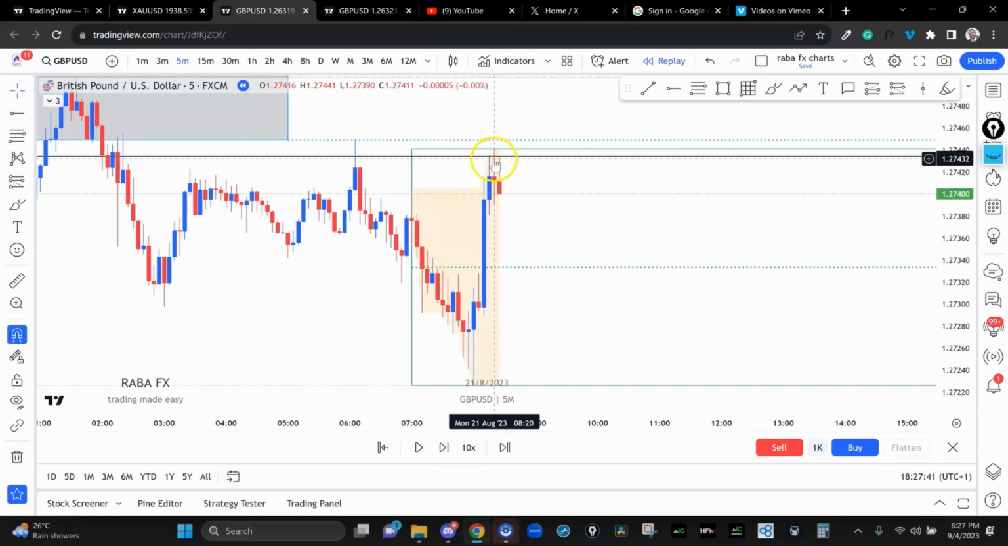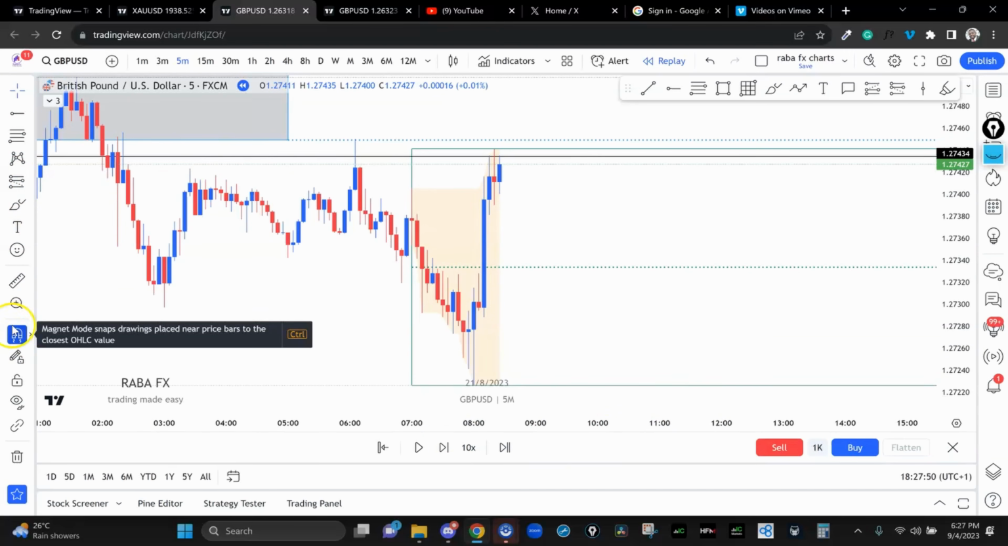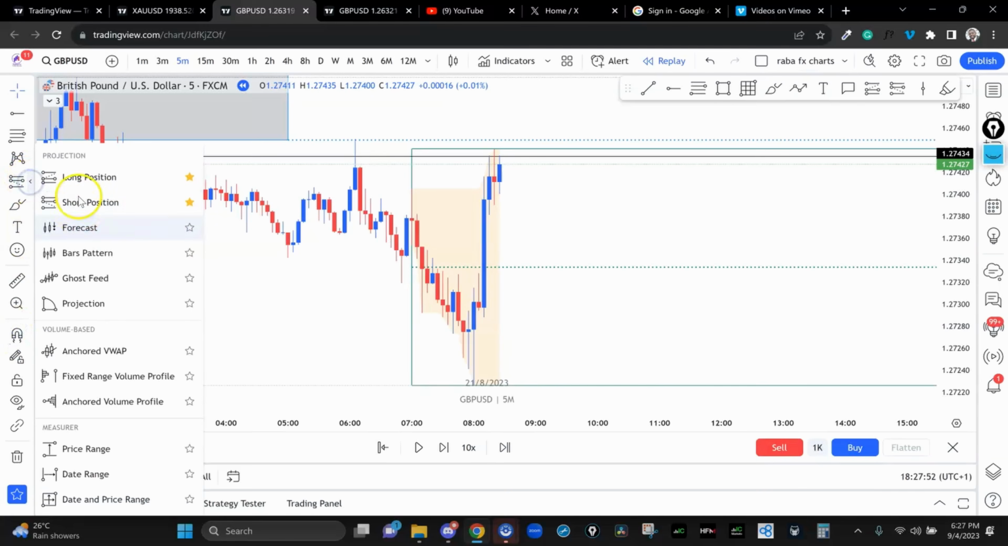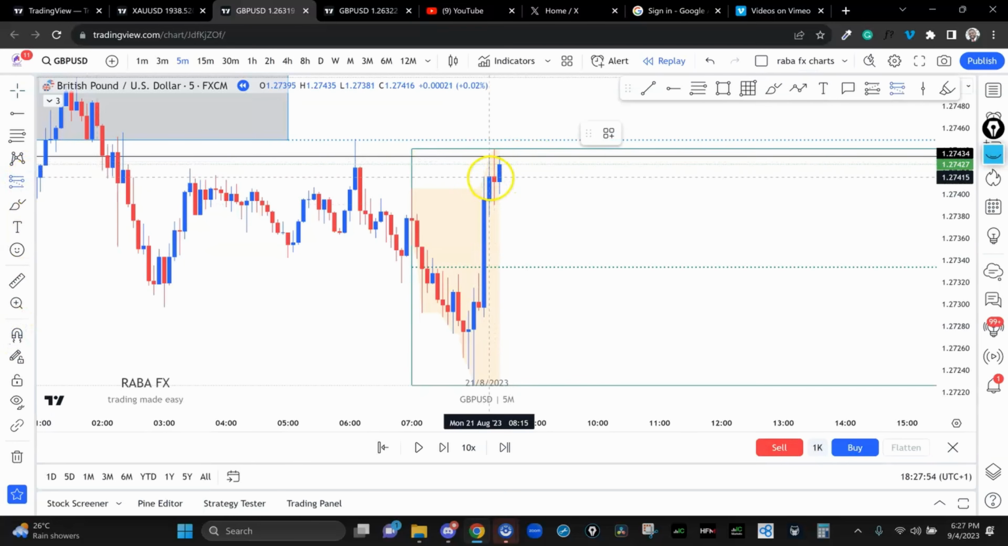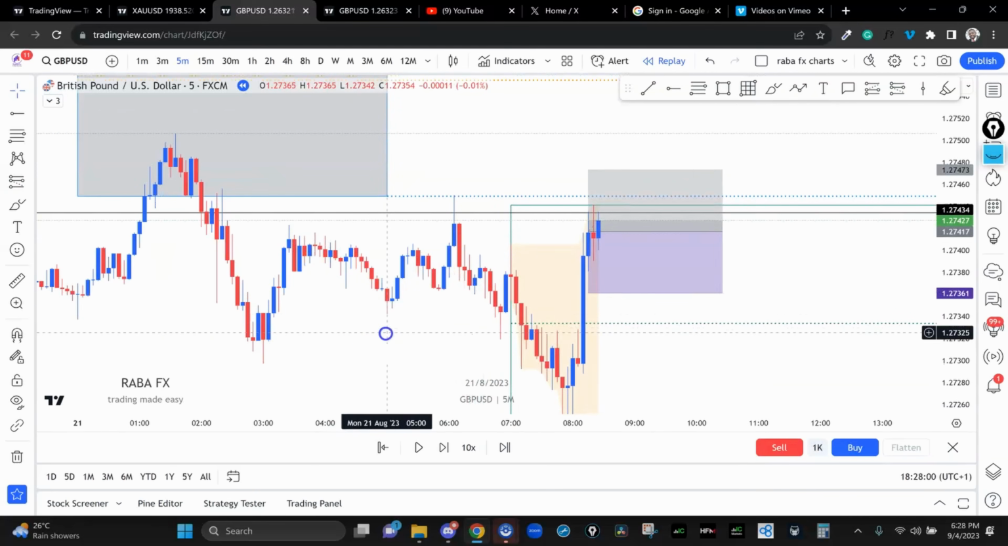Now you can see here, the moment price comes in here and rejects, this is your entry. So in this case, you're going to sell short. Once this candle closes, you sell short. Now, where are you going to put your stop loss?